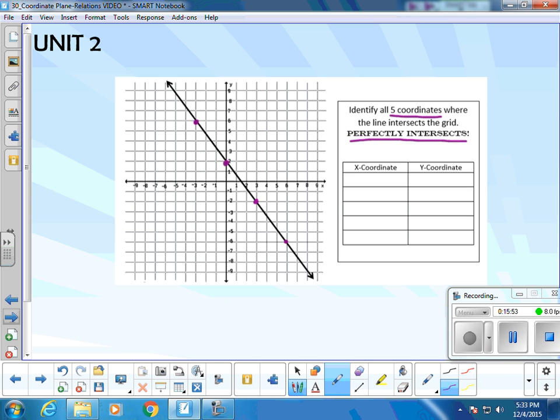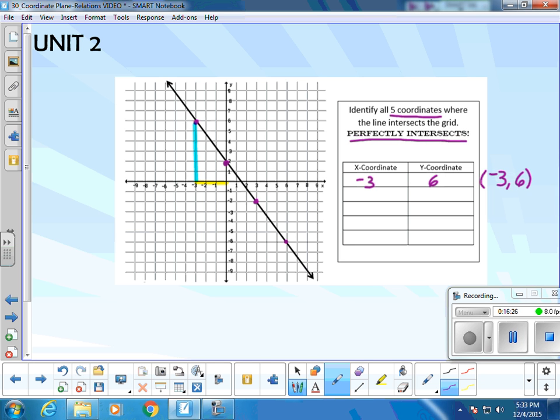Now, I have to identify the x-coordinate and the y-coordinate for each of those points. I'm going to start at the farthest left, so that is right here, and if I use my highlighter so you can see, I'm going -3, and then I went up 6. So my x-coordinate was -3, and my y-coordinate was how far I moved on the y, which was 6. So its ordered pair would be -3, 6.